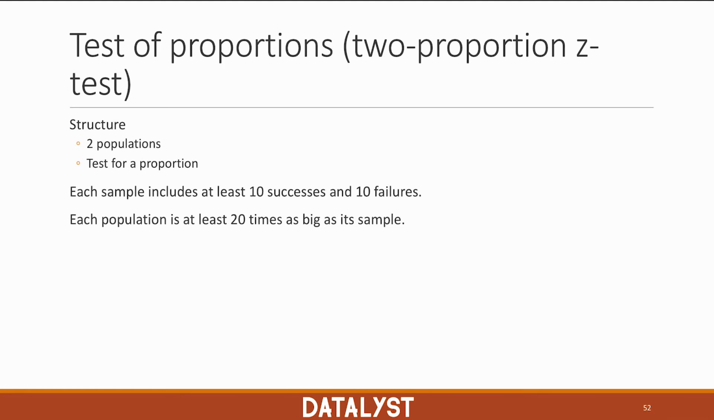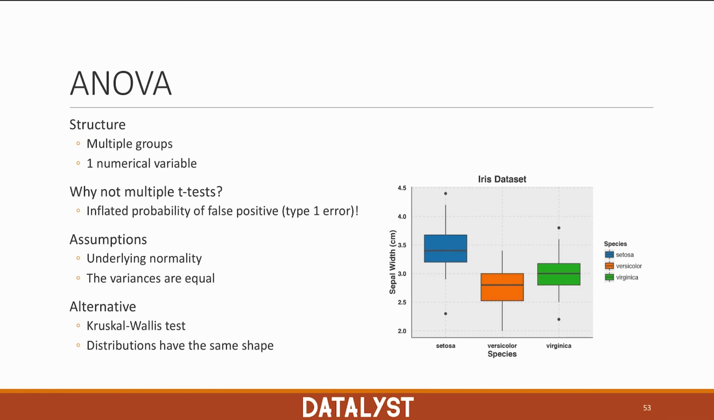The reason is that the test of proportions is based on an approximation, so we convert the proportions to the normal distribution if you look at the formulation. So in order for this approximation to be correct, we need to have a large enough population, a large enough sample. And ANOVA is a bit like a t-test, but with multiple groups.